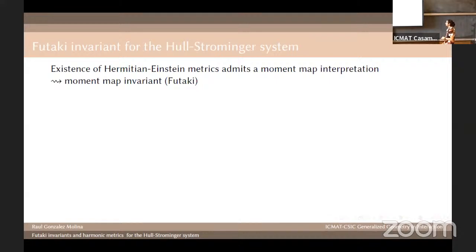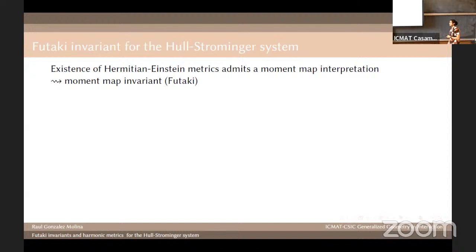Okay. So now we are going to exploit this result of having a Hermitian-Einstein metric, and since this is a condition that has an interpretation as a moment map equation, we can consider the associated Futaki invariant. This is a general machinery that comes whenever you have an equation with a moment map interpretation.